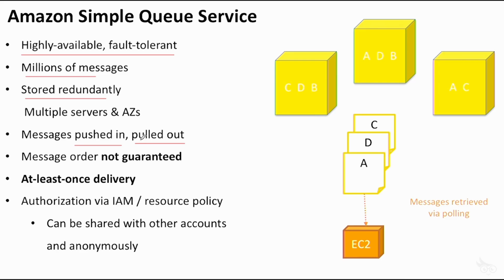It's important to understand that with the Simple Queue Service, the message order is not guaranteed, but we do get a guarantee of at least once delivery. Now that means that a message could be delivered 2 or 3 times, but it will be delivered at least once. We can leverage resource-based policies and IAM policies to control who is allowed to use this particular queue, even sharing it with other accounts. We can also allow this queue to be written to and read from anonymously if we wanted to.